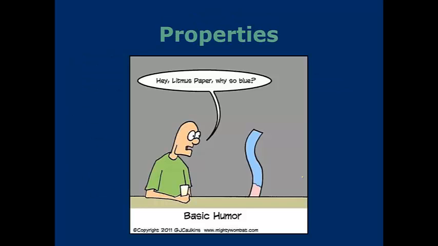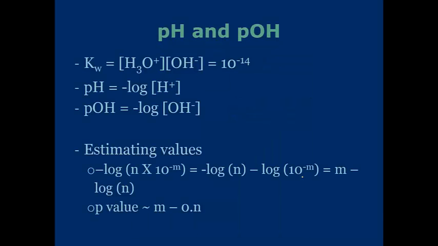Now that we've gone into some fundamental definitions of acids and bases, let's go into some properties of these compounds. The most important thing to note with acids and bases is pH and pOH. This is based on Kw, which is the dissociation of water. The value is 10 to the minus 14th. What you also need to note is that if you take your pH and pOH, they have to add up to 14.